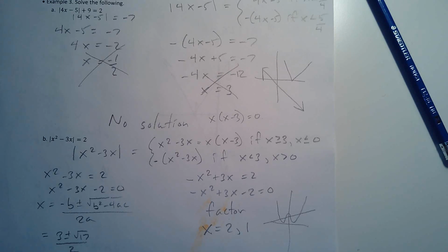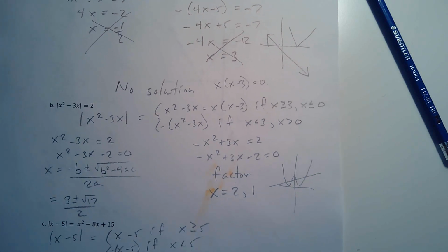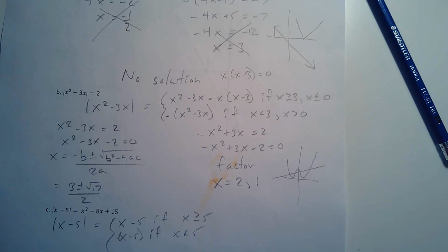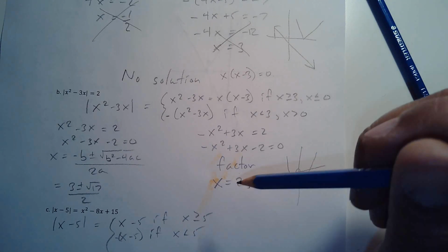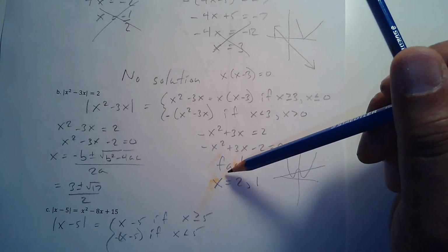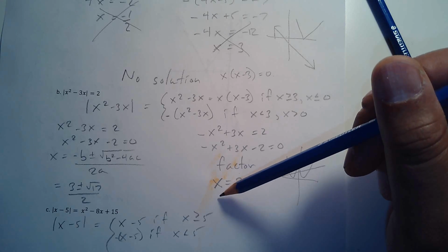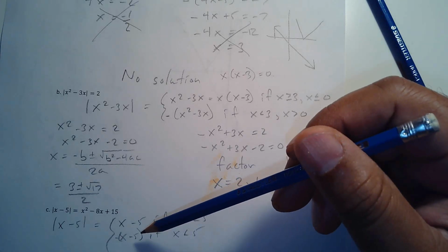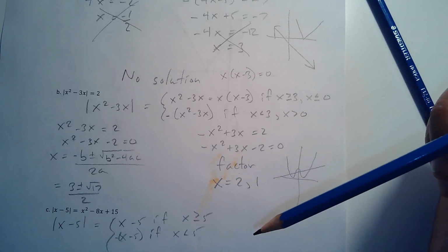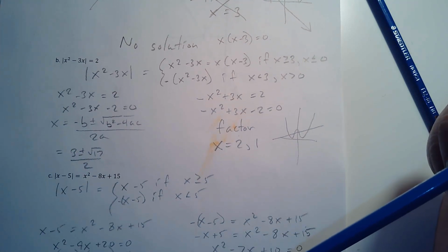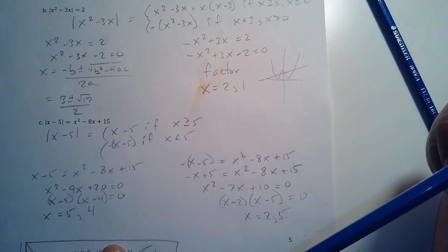Okay, and last one here, same thing. So there's our piecewise. So x minus 5 is greater than or equal to 5 if it's written as is, and then there's your reflection, and so it has to be less than 5. So work out both of these.